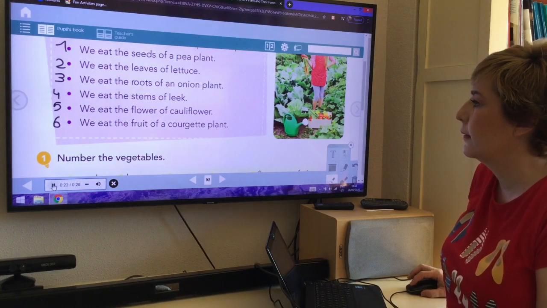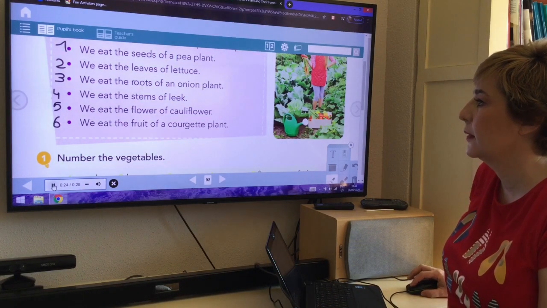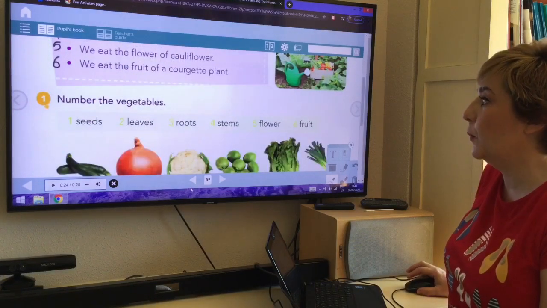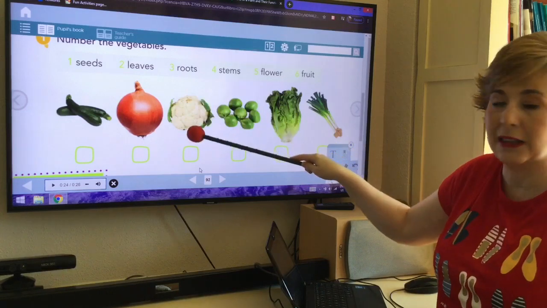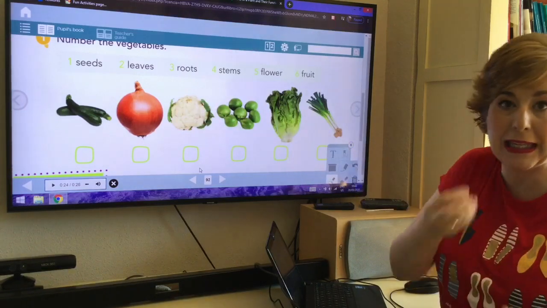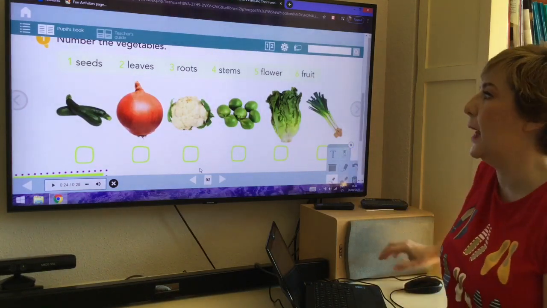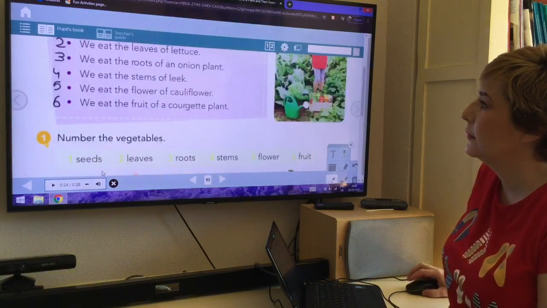We eat the flower of cauliflower. A cauliflower. Why is it called a cauliflower? Because it's the flower of the plant. So in a cauliflower we eat the flower of the plant. And the last one?